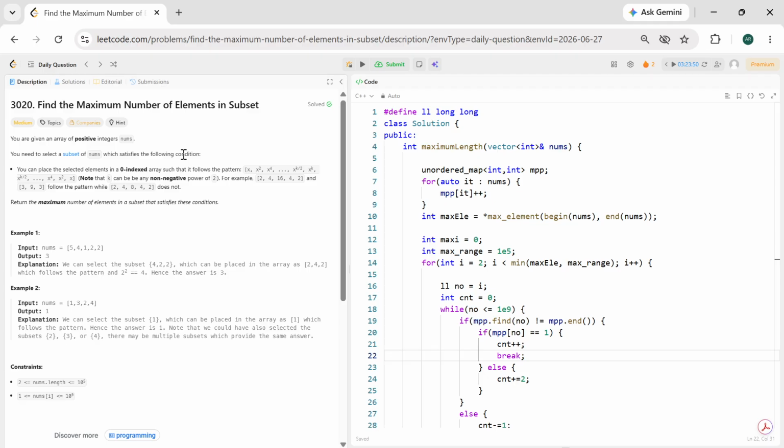Today in this video we're going to solve the LeetCode problem of the day, that is, find the maximum number of elements in subset. So let me walk you through the problem statement first.